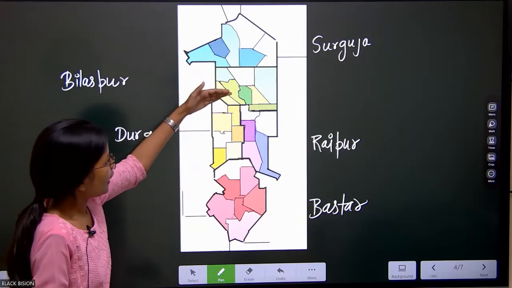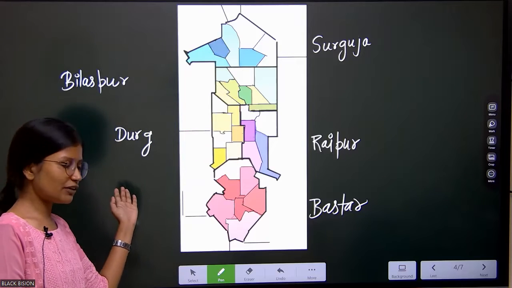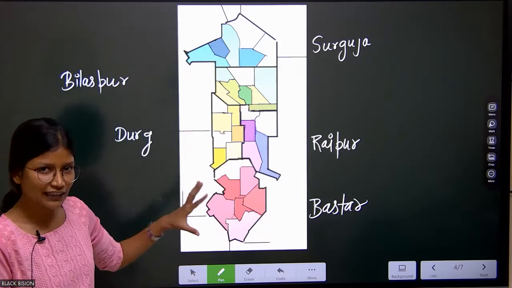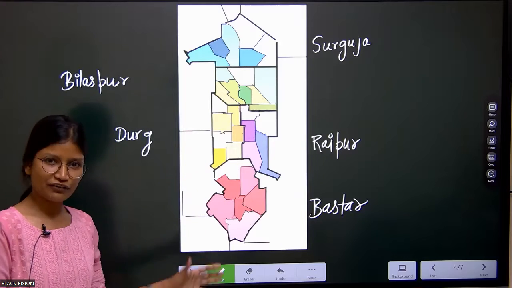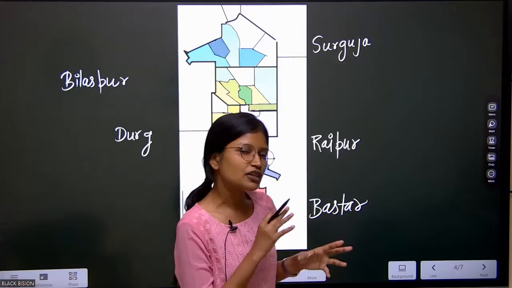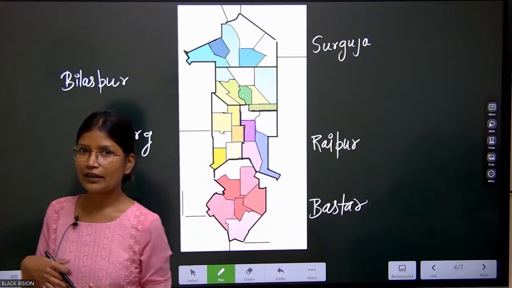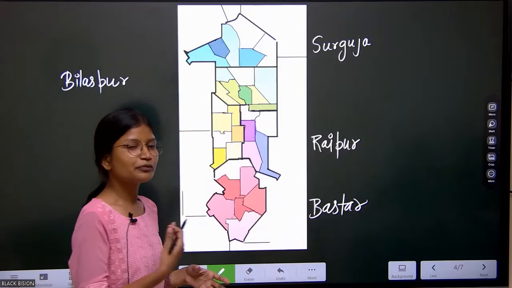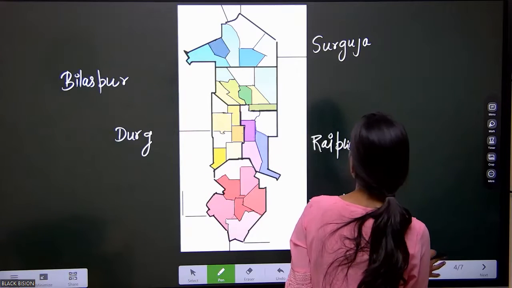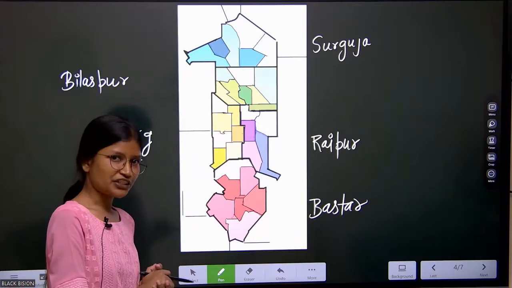Okay. Now, in the south of Bilaspur, on one hand, we have the Durg subdivision, and on the other hand, we have the Raipur subdivision. And finally, the 5th and the most important, we have the Bastar division. Okay. So these are the 5 subdivisions that have been created by the government of Chhattisgarh for better administrative convenience. So these are the 5 important divisions of Chhattisgarh.